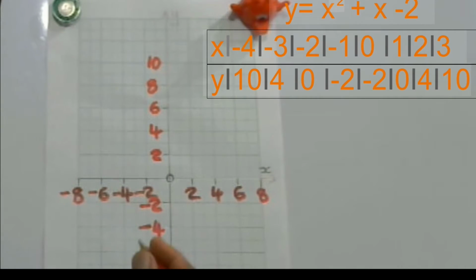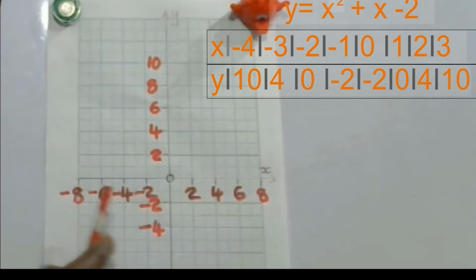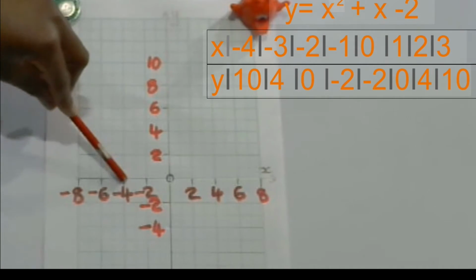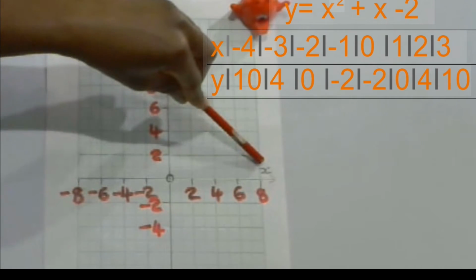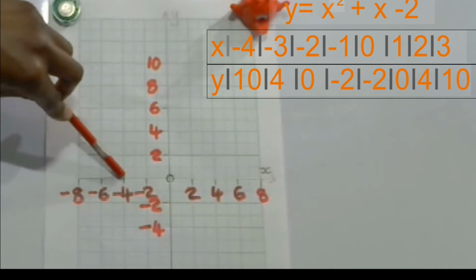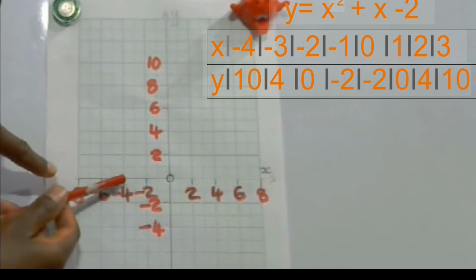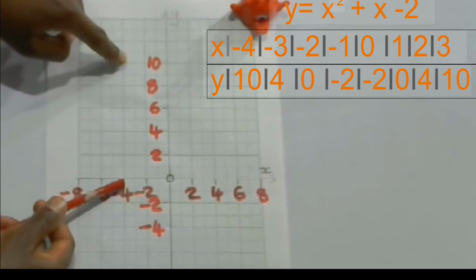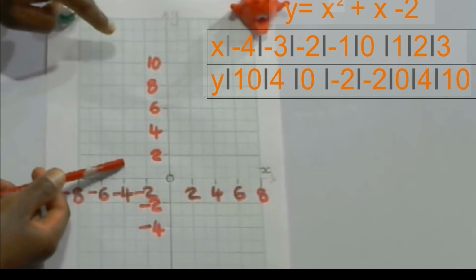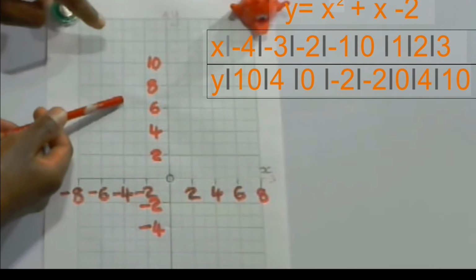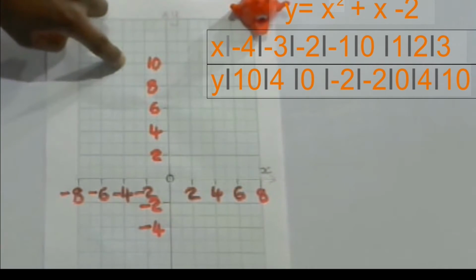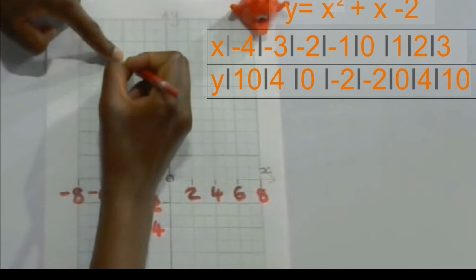So there goes our negative 4, 10. So negative 4 is right there. There is our negative 4. It's the x value. And our y value is at 10. So we go up from the negative, we go 2, 4, 6, 8, 10. So they meet right there. So we put our mark there.